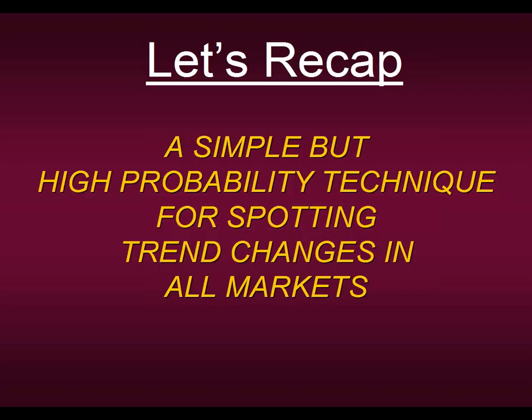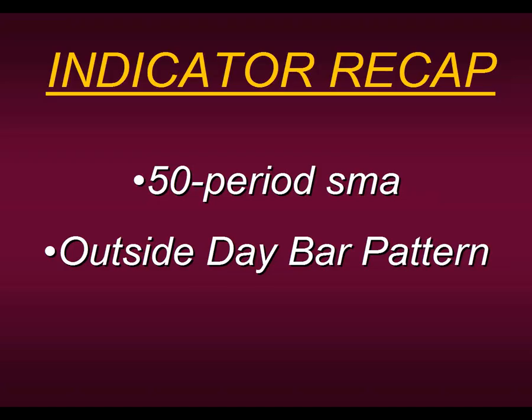All right, let's recap going over this tool now. Remember, this is a simple but high probability technique, very effective for spotting trend changes in all markets. As you can see here, it's mainly just for spotting a trend. Now, the indicators you're going to be using, once again, are just two simple tools here. A 50-period simple moving average. I want you to plot that regardless if you're trading a 5-minute bar chart of the Emini or a monthly chart of the Forex. It doesn't matter. Always have a 50-period simple moving average plotted on your screen.